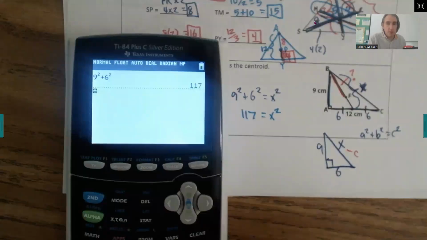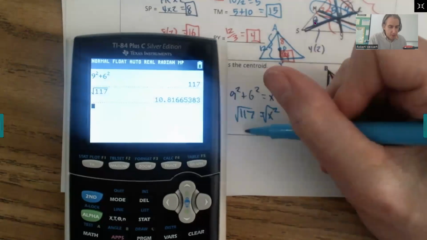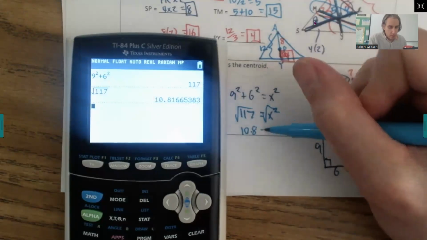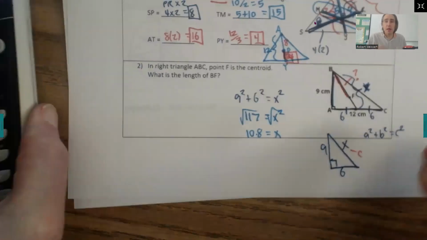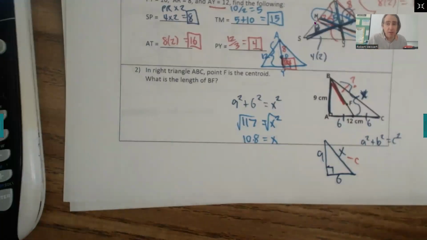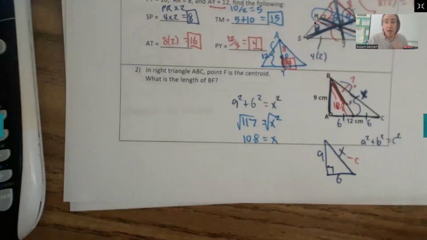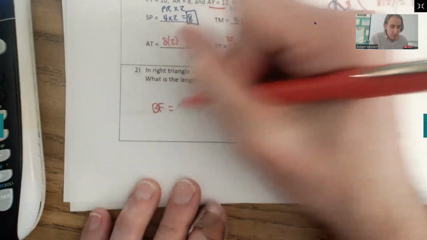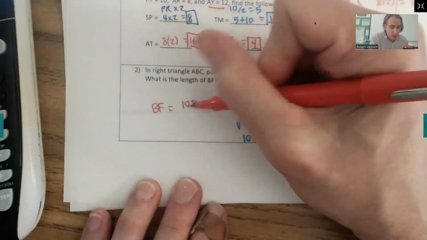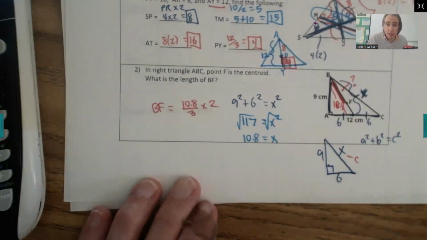And then we'll take the square root. And the square root of 117 is about 10.8 units. So how do I get BF from there? Well, BF is 2/3 of the entire segment length. So if I know this whole thing is 10.8, then I'm going to take that 10.8 and divide by 3, but then multiply by 2. So to get BF, I'm going to take this number, 10.8, divide by 3, and then times it by 2, since it's 2/3 of the entire length.